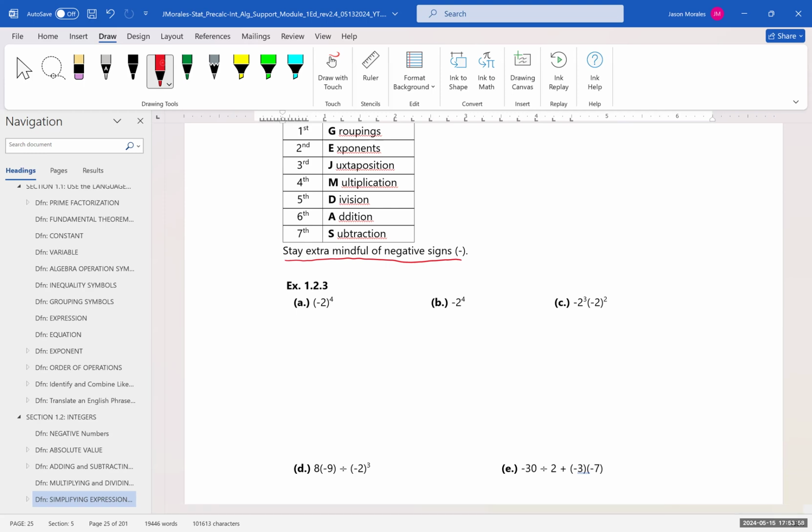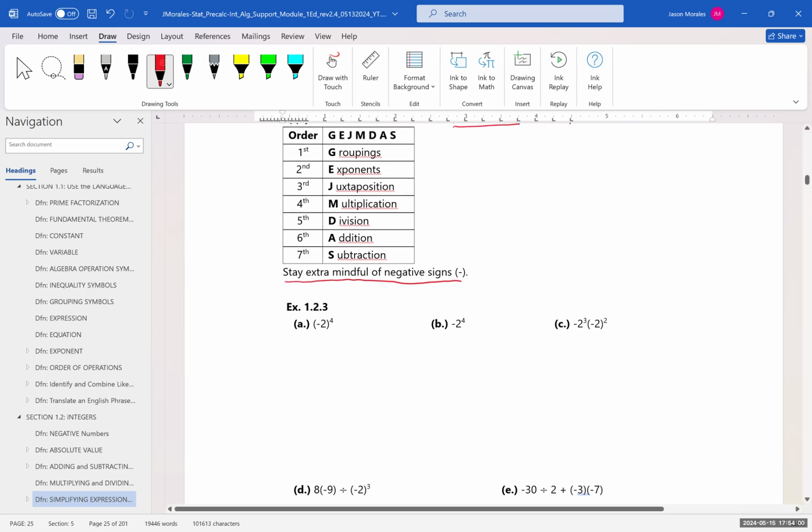So we have (-2) to the fourth power. Now notice that -2 is inside parentheses, which means this fourth power is being applied to -2. So what this means is that our base is going to be multiplied to itself 4 times. So (-2) to the fourth power is going to be -2 times -2 times -2 times -2.